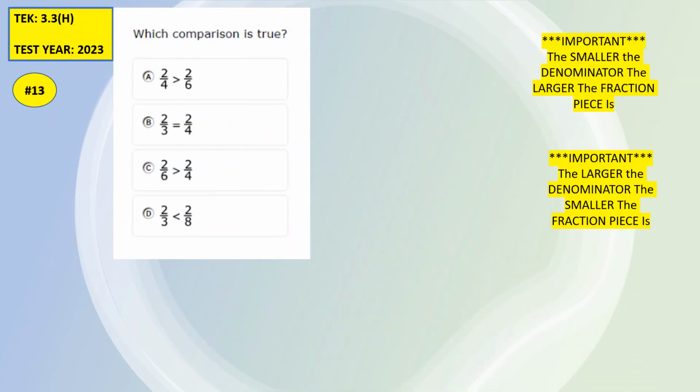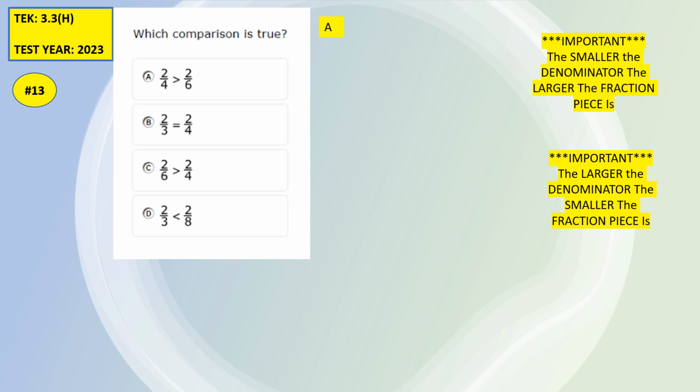Okay, 2 very important things. Important thing number one: the smaller the denominator is, the larger the fraction piece is. So if it has a small denominator, the fraction piece is really big. So imagine a pizza, right? And if it's only cut into 4 pieces, those pieces are going to be really, really big. But what if you had to cut that same pizza into 12 pieces? Then the pieces would be really small, right?